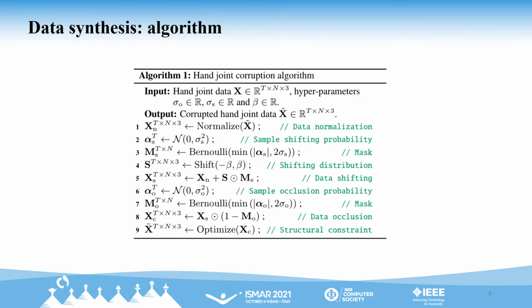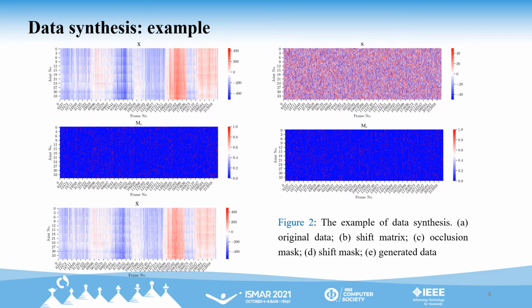Data synthesis. In this algorithm, we simulate the abnormal hand motion by corrupting the hand joints independently to produce the corrupted data. During the data corruption, the structure constraints between joints are considered to simulate natural abnormal hand motion and preserve the bone length simultaneously. This is an example of data synthesis. A is the original data, B the shift matrix, C the occlusion mask, D the shift mask, and E is the generated data.